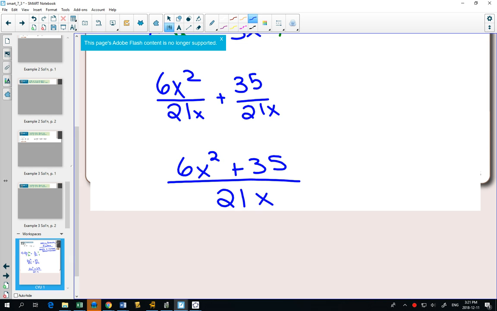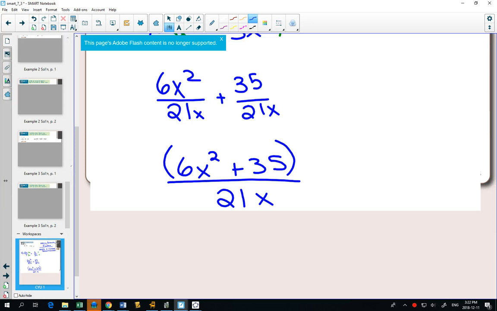Can we simplify this? Well, if you wanted to simplify it, you would have to factor first. Is there anything that factors out of the top? There's no common factor. Can't factor that. So the top is one factor.